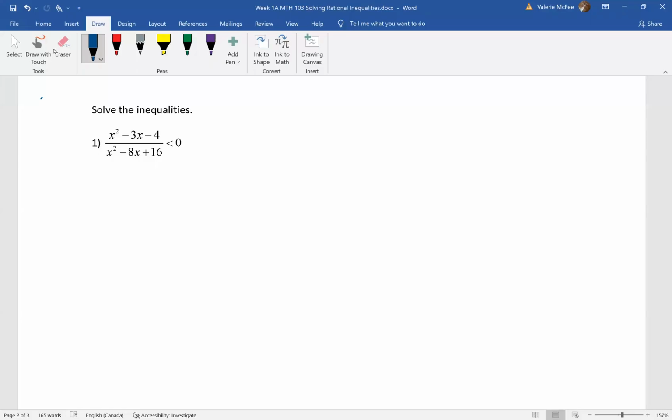So here's our first example of a rational inequality. We see that it has already got 0 on the right-hand side. So now we just need to find the real zeros of the numerator and the denominator. And I can see for this question, I'm going to need to factor. Why don't you pause your video and factor these?